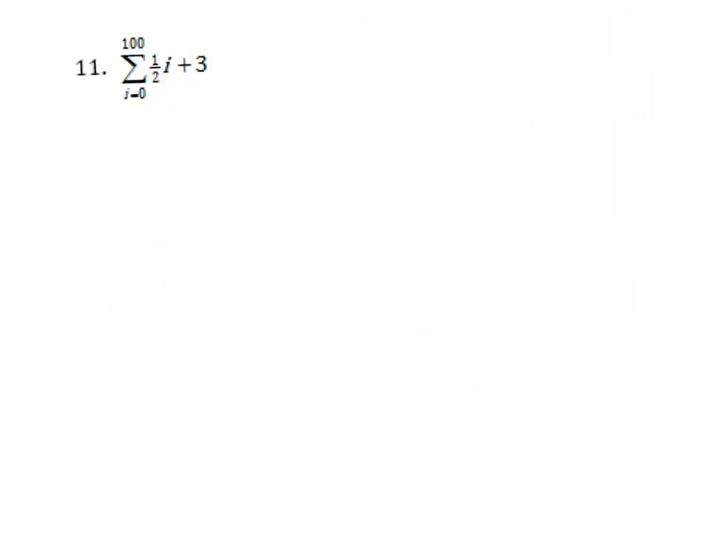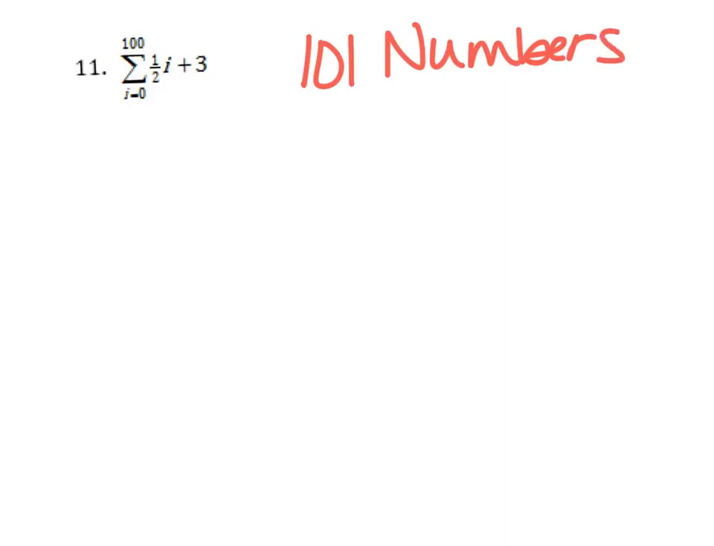Okay. This next one, you need to be a little careful. You're starting at 0 this time to 100. So if I do 0 to 100, that actually is 101 numbers, not 100. You have to be careful. Just because there's 100 up here, you can't just do 100 minus 0. It's basically the top minus the bottom plus 1.